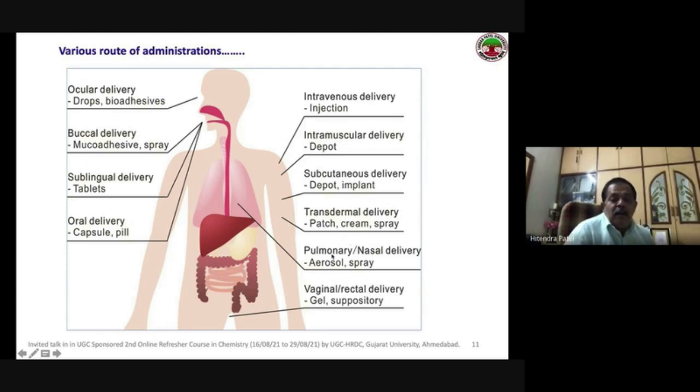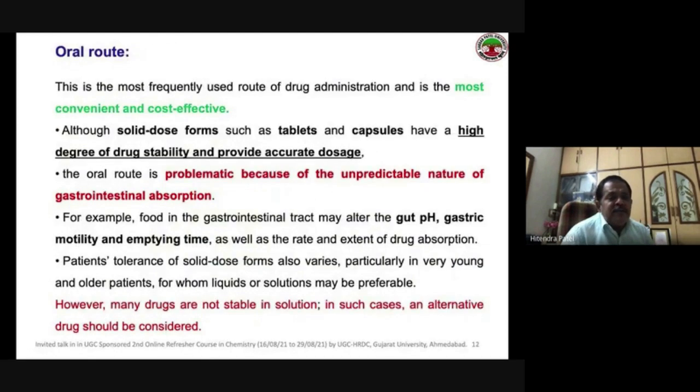Pulmonary or nasal delivery, with aerosol and spray, gives a quick effect of the drug molecule. Another is vaginal or rectal delivery using gel-based drug molecules and suppositories. So friends, these are the various routes of drug administration. Now, of the enteral and parenteral routes we have seen, the most frequently used is the oral route of drug administration, which is most convenient for us and cost effective, so that's why it is the preferred one.